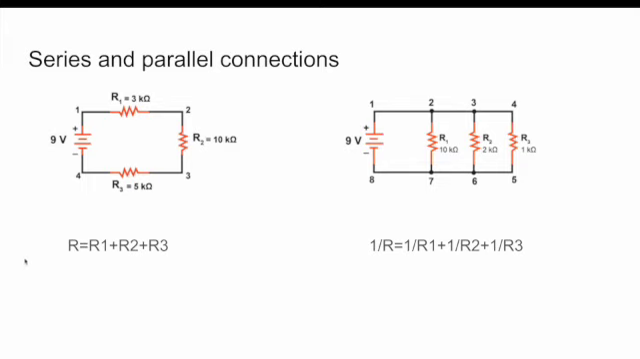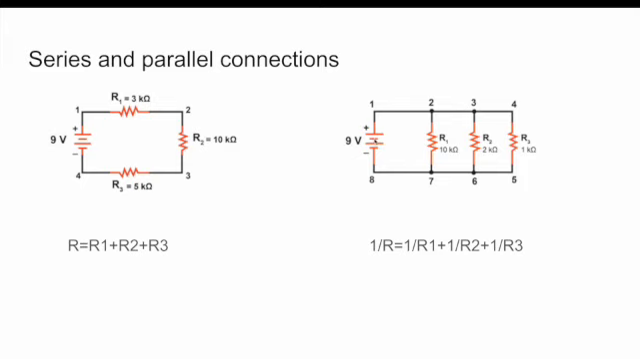And in parallel, we can't just add them all together directly. Instead, it follows this formula here. So 1 over resistance is 1 over R1 plus 1 over R2 plus 1 over R3. So in this case, 1 over a resistance would be 1 by 10 plus 1 by 2 plus 1. And then we'd have to invert that, so raise that to the power of -1 to get our R. And yeah, that's pretty much it for series and parallel connections.